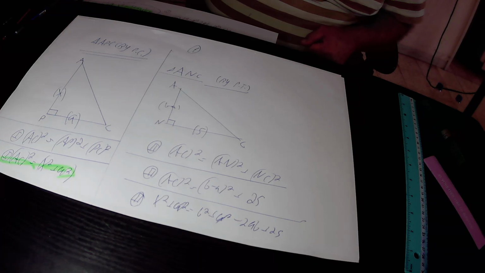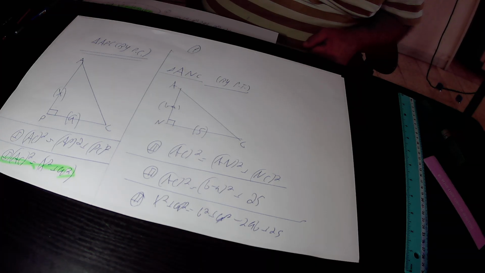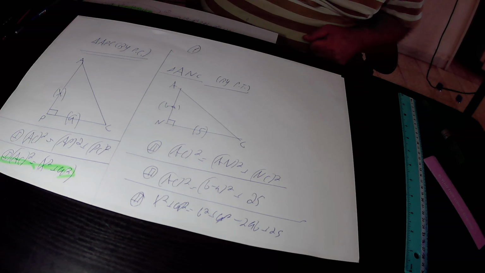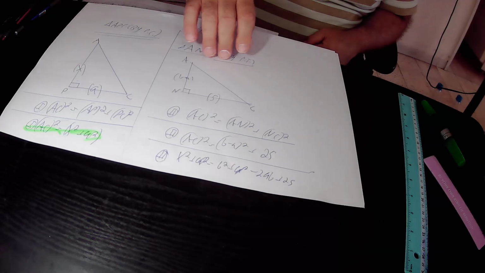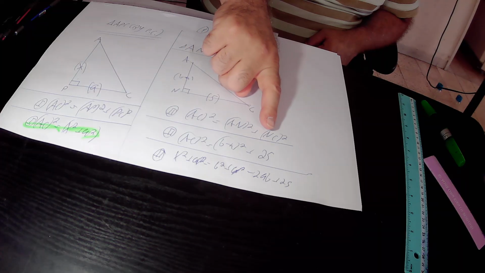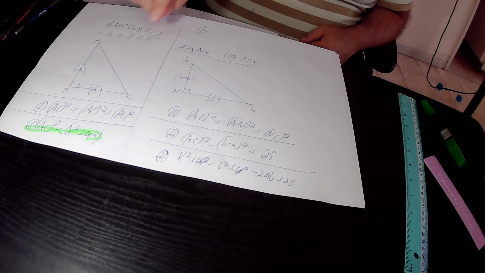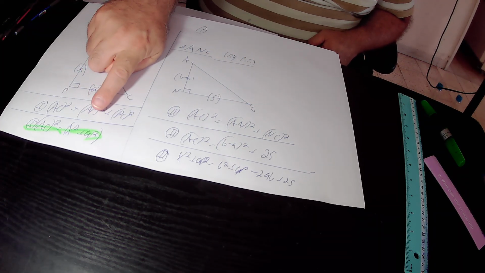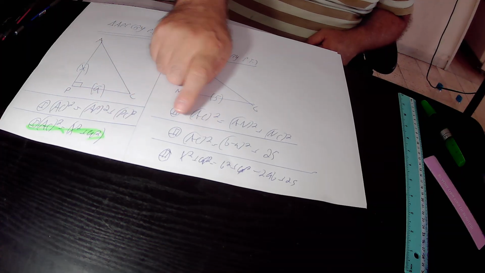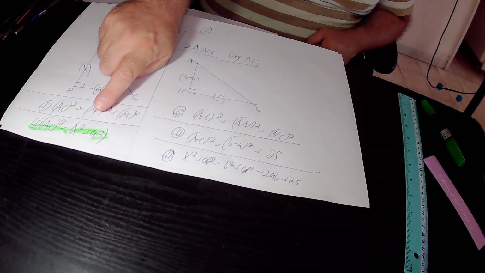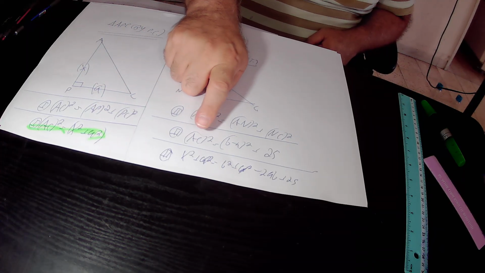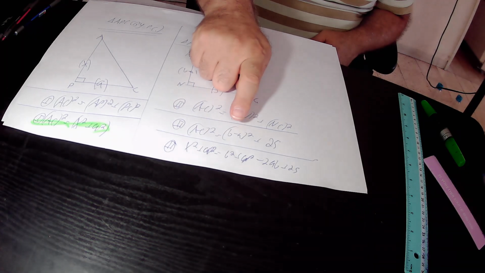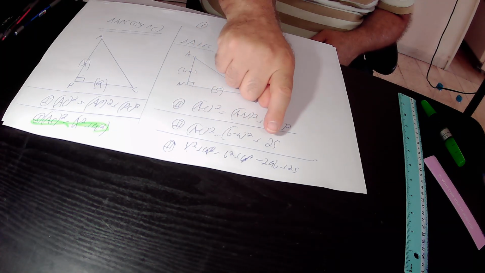AC is the missing side, so AC squared equals AN squared. AN is b minus a, therefore AN squared is (b minus a) squared, plus NC squared. NC is 5, therefore NC squared is 25. So in total, according to equation 2, AC squared equals (b minus a) squared plus 25. But according to equation 1, AC squared equals x squared plus a squared. So we substitute AC squared here by x squared plus a squared from equation 1. And finally we found that x squared plus a squared equals b squared plus a squared minus 2ab plus 25.